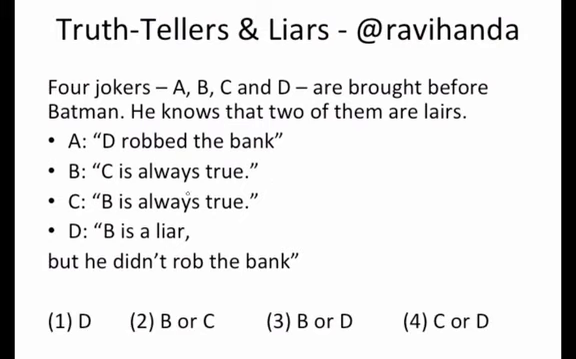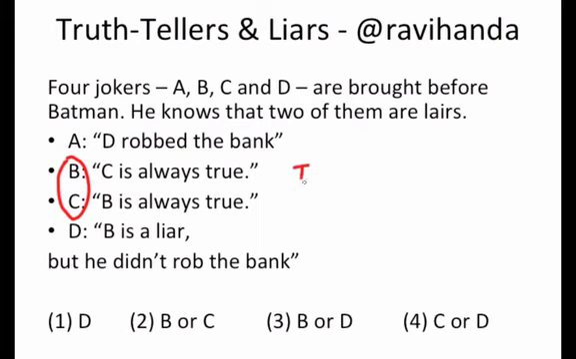Now, what is given to me is: A says D robbed the bank, B says C is always true, C says B is always true. So these two are kind of together and both of them are talking about each other. Keep that in mind. D says B is a liar, but he didn't rob the bank. Okay. So let's start with the middle two statements.